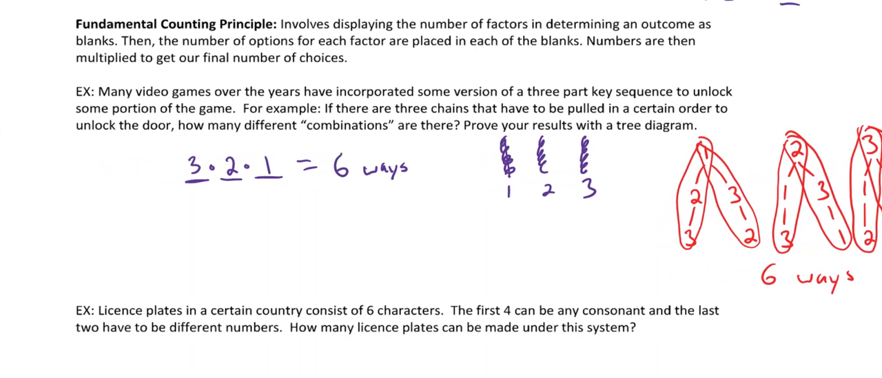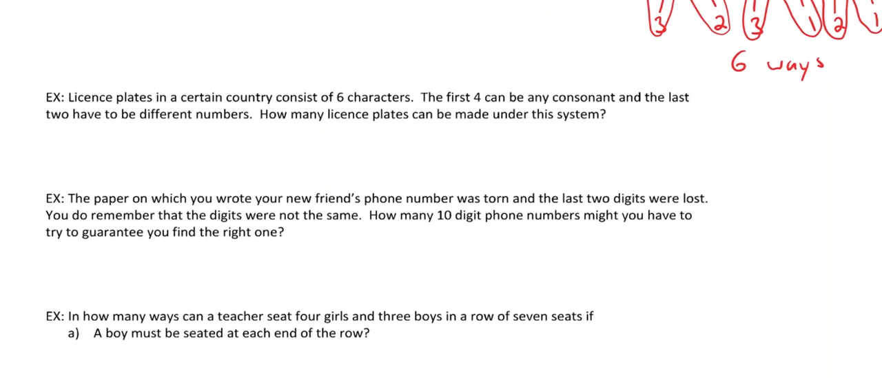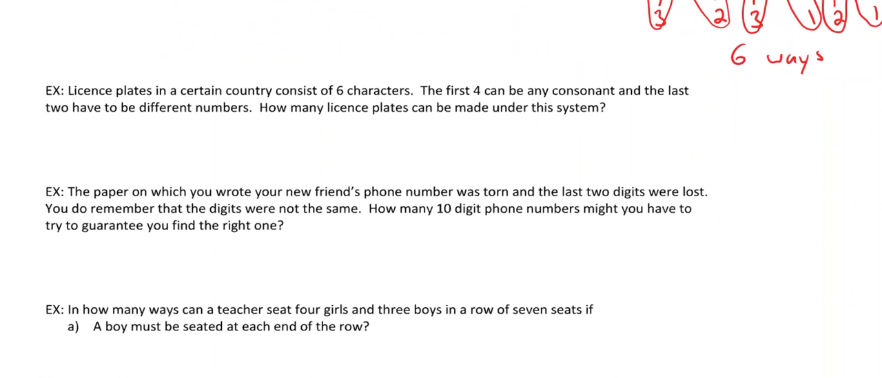Okay. And that's called a tree diagram because it looks like a tree. All right. Next one here. So it says license plates in a certain country consist of 6 characters. The first 4 can be any consonant, and the last 2 have to be different numbers. How many license plates can be made under this system?